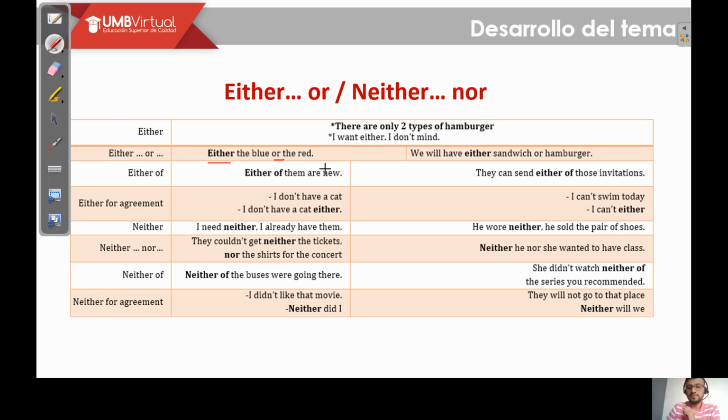Both could work for you, either the blue or the red. You have the option to choose blue or red. You say either the blue or the red are okay for you. He will have either sandwich or hamburger.